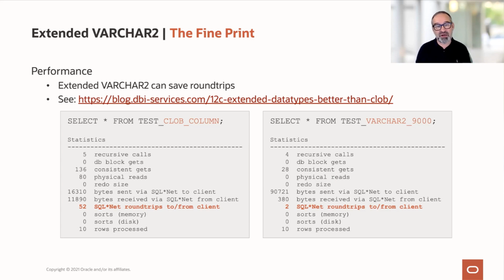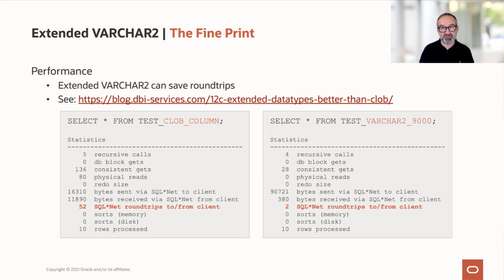You see on the left side, I have 52 round trips. On the right side, only 2 round trips. So you need to consider this and try it out, of course, but it could be really beneficial and get you better performance, even though a bit more data is sent over the SQL*Net connection, but fewer round trips. Could be good. Try it out. This is an often positive aspect of the extended VARCHAR2 types.